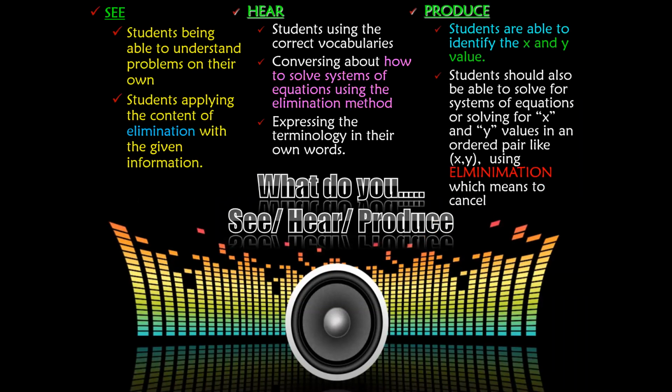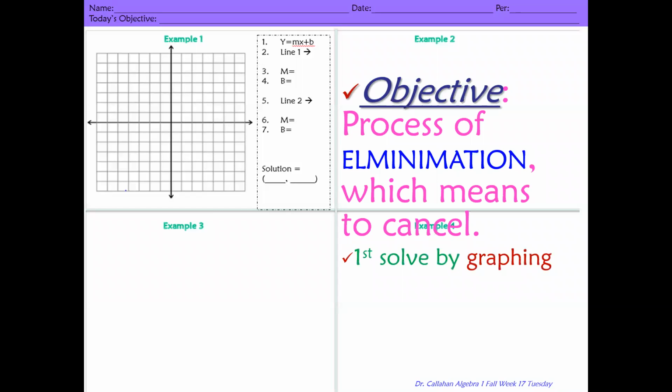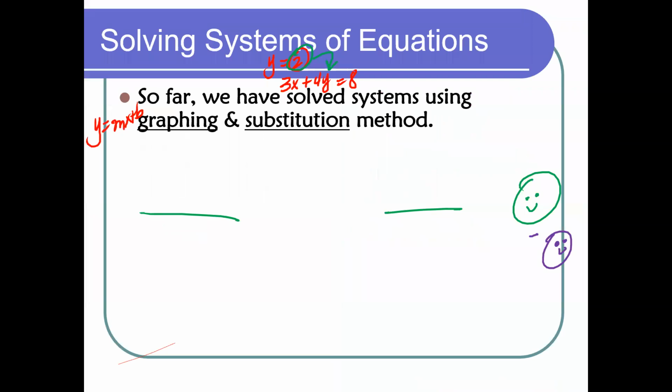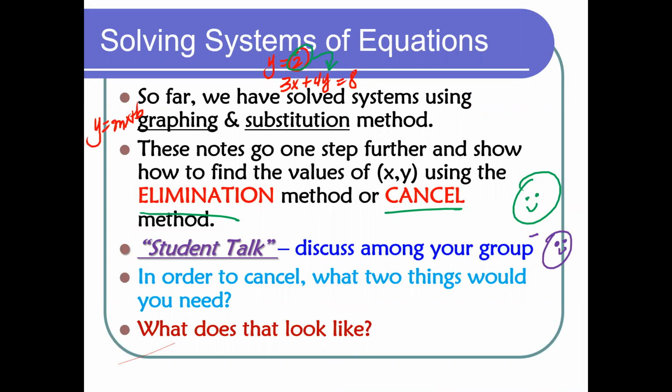All right, so this is what you should be seeing, hearing, and producing as you are working on today's topic, which is elimination. So let's get started. Eliminate basically means to cancel. In order to cancel, you will need to have the same number with opposite sign. Like a positive smiley face and a negative smiley face, you will be able to cancel that.